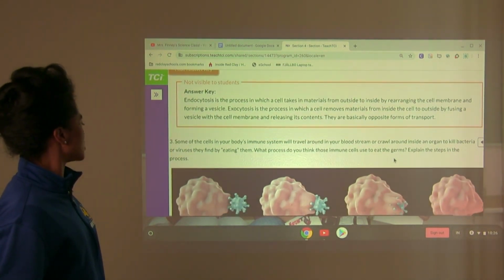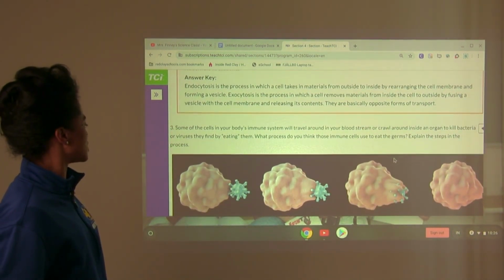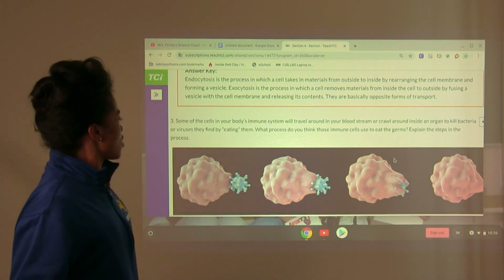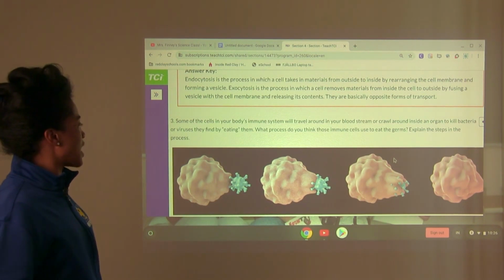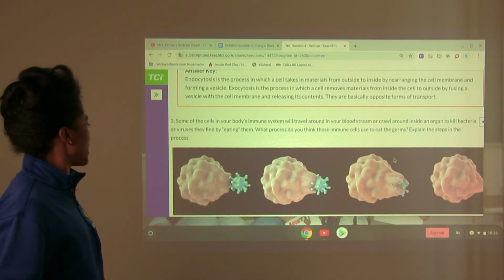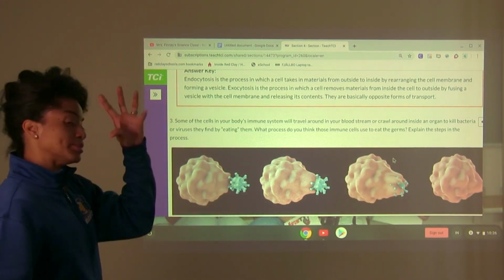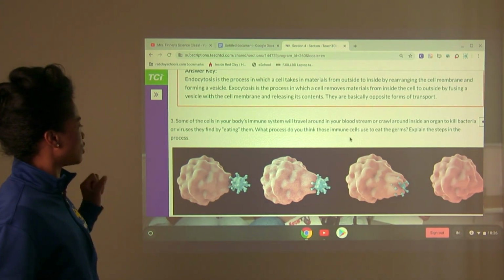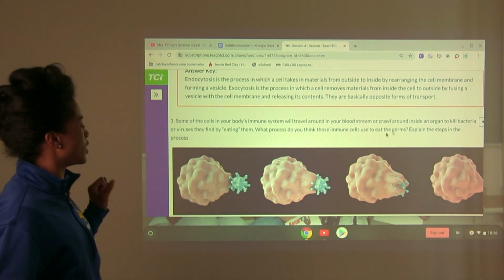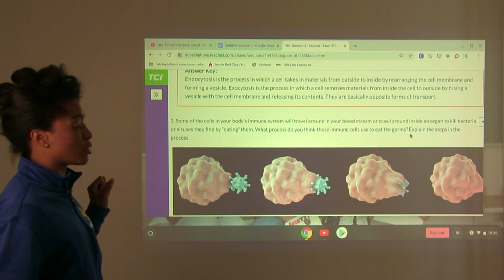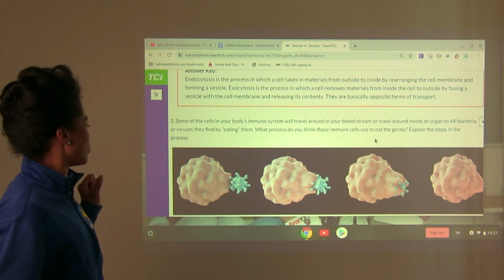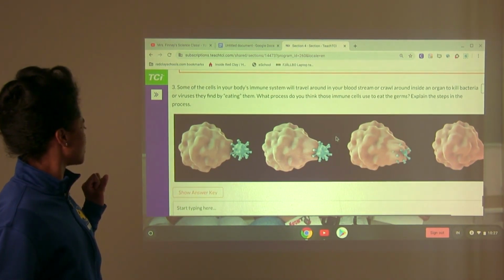3, some of the cells in your body's immune system will travel around in your bloodstream or crawl around inside an organ to kill bacteria or viruses they find by eating them. What process do you think those immune cells use to eat the germs? How cool is that, right? Explain the steps and the process. Look at this.